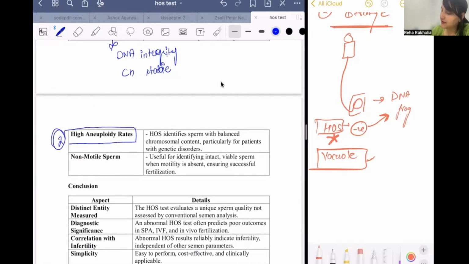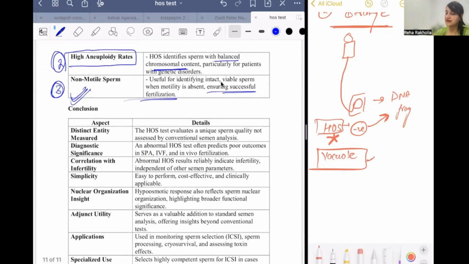Then the second application is a high aneuploidy rate. This identifies sperm with balanced chromosomal content, particularly beneficial for any genetic disorder, like we have already talked about. Third is non-motile sperm. Detect intact viable sperm even in the absence of motility. So it enhances the likelihood of successful fertilization.